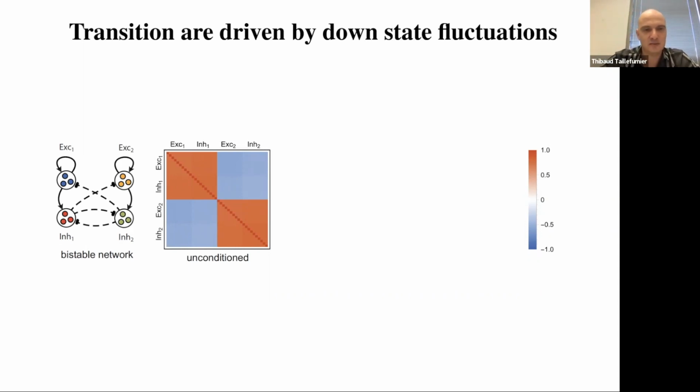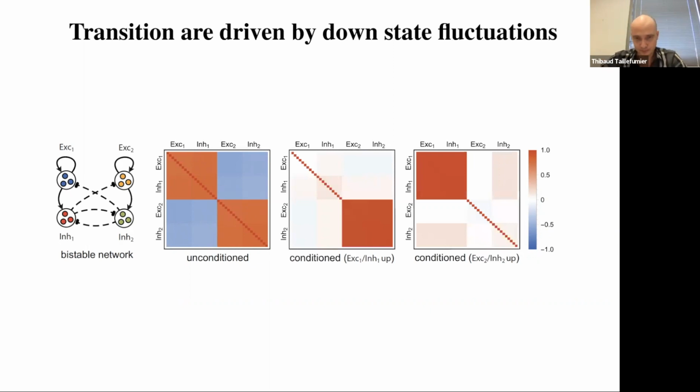It's just the translation of the fact that I'm in the bistable regime. And it doesn't tell me anything about what could be the source of those transitions. It just tells me that I'm transitioning. So if I want to know a little bit more, what I have to do is look at the correlation structure conditioned on one side being up or down.